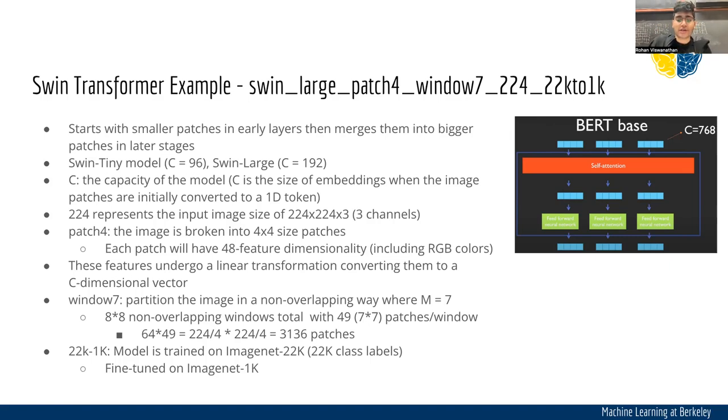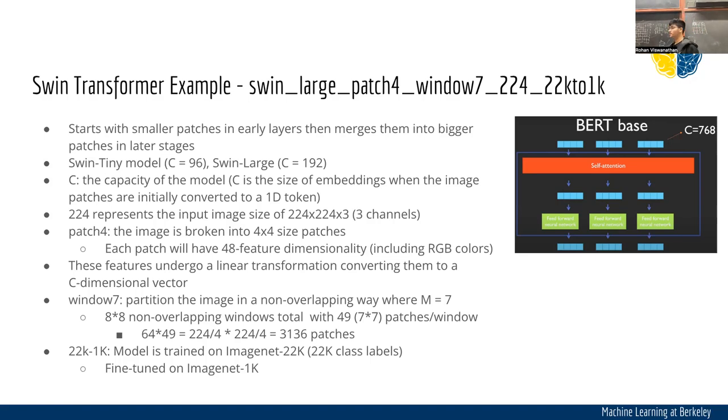These then undergo a linear transformation, converting them to a C-dimensional vector. So in this case, because we're using the Swin large model, these are going to be converted into a 192-size vector. And we know from previous classes that linear transformations allow us to take a three-dimensional thing and convert it into a C by one dimensional vector, or a one by C dimensional vector, I guess in this case. Window 7 means that we're partitioning the image in a non-overlapping way where M equals 7.